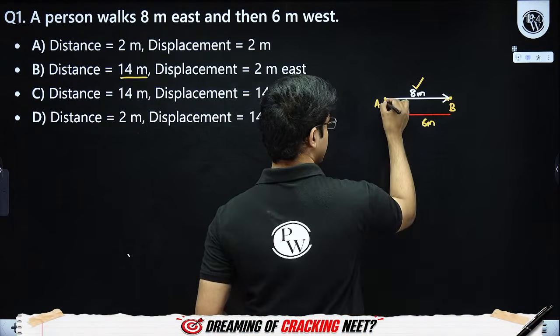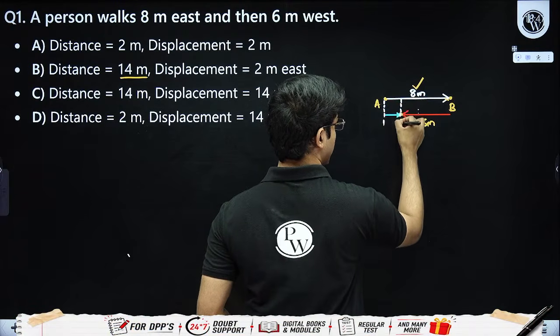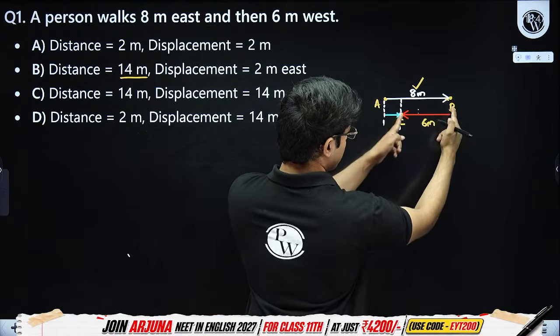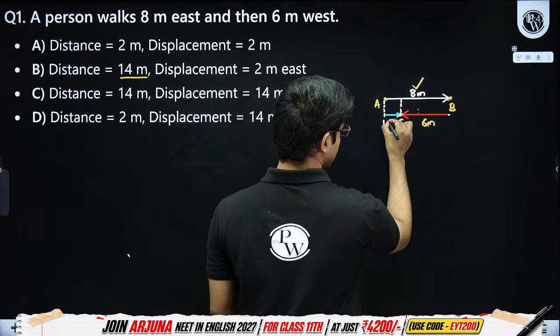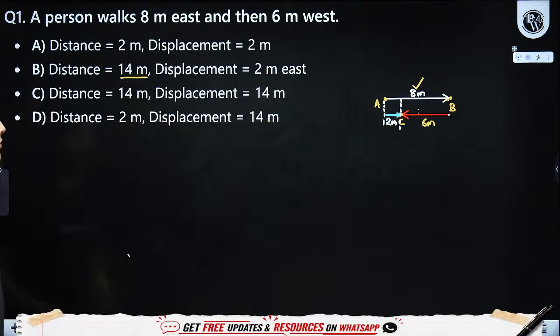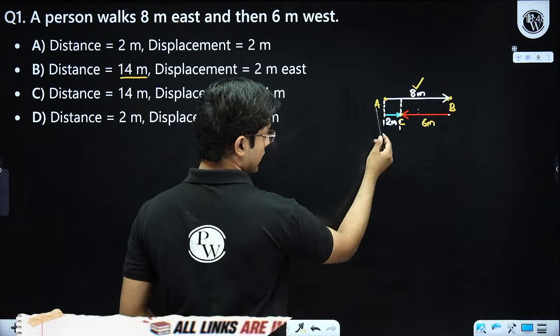So from the starting point, which is point A, where is the particle finally? And the answer is 8 minus 6, right? From this length, you have to subtract this length. So this will be 2 meters. So the particle's displacement is 2 meters and it is along the east direction. It is along the right.